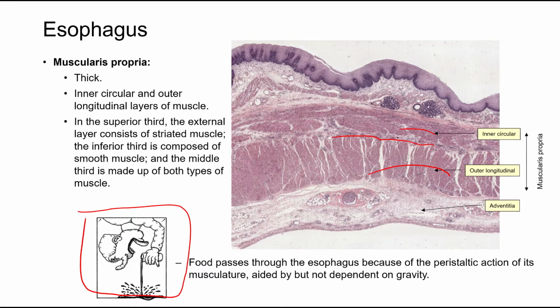Keep in mind that the muscle fibers of the muscularis of the upper third of the esophagus are skeletal muscle fibers, but they are not under voluntary control. And in the lower part of the esophagus, they are completely smooth muscle fibers, as elsewhere in the GI tract. And in the middle third, there is a combination of smooth muscle and skeletal muscle fibers.